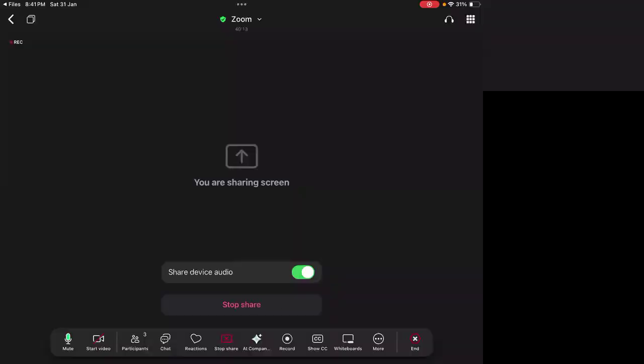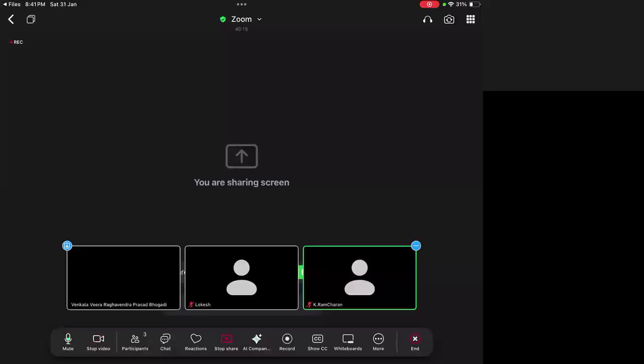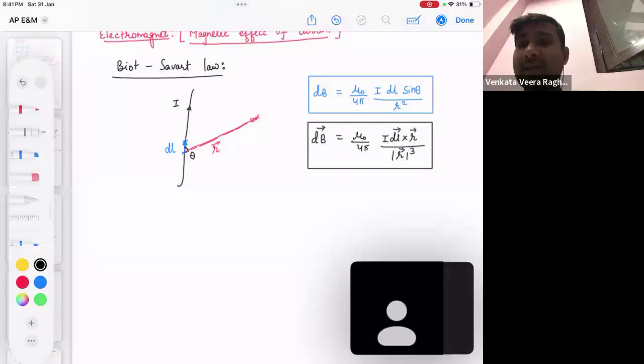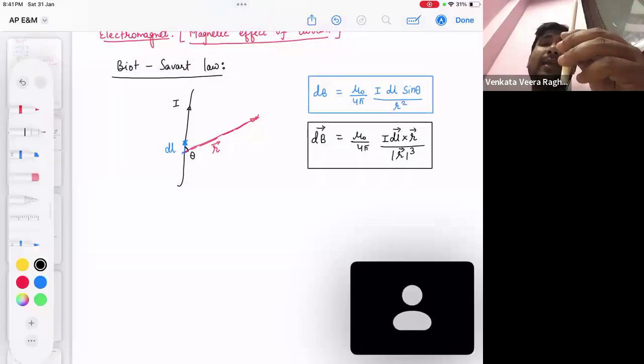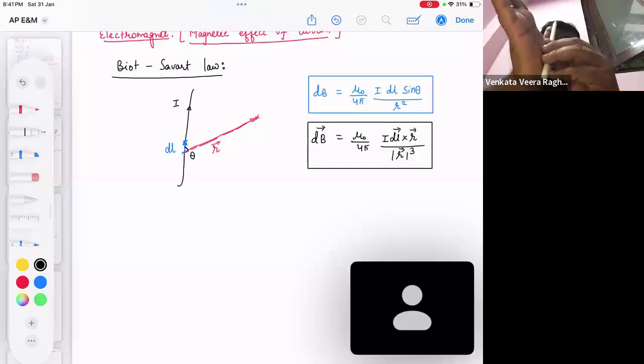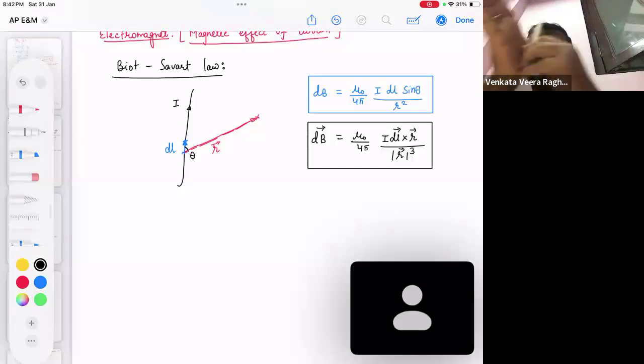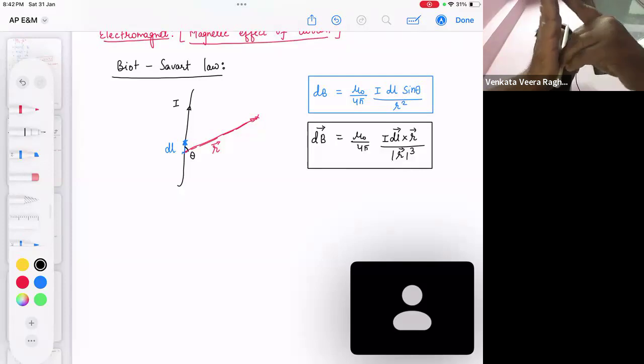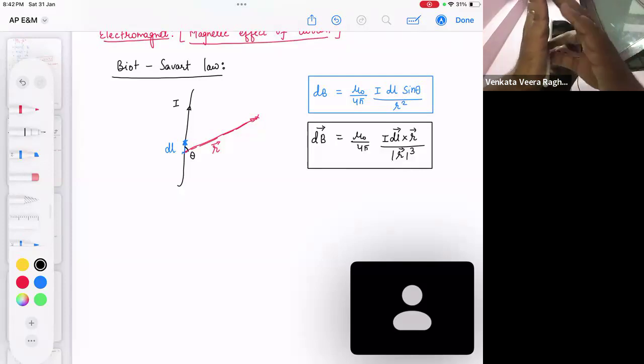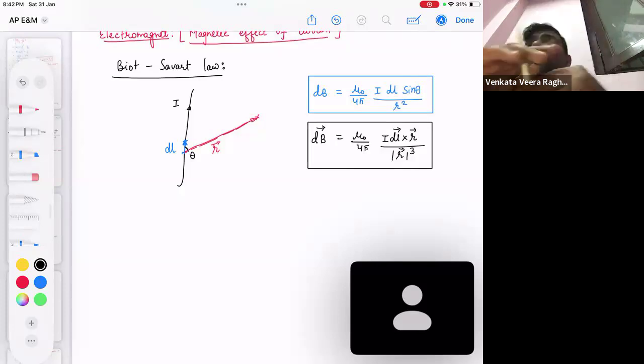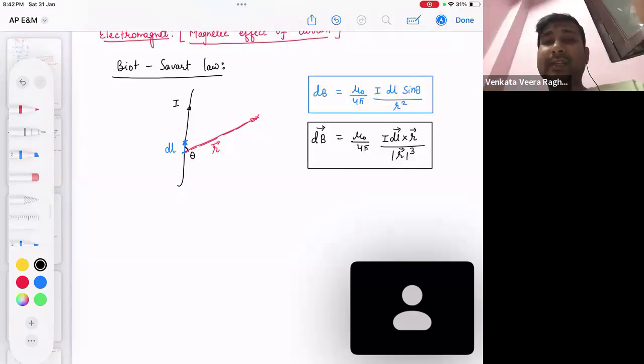There is another way to understand the direction of magnetic field. It's simple, like this. Let's say this is a conductor whose magnetic field we want to calculate. Hold the conductor here, and where you want to calculate, just spread your fingers in that direction. Then where your palm is pointing, that will be the direction of the magnetic field.